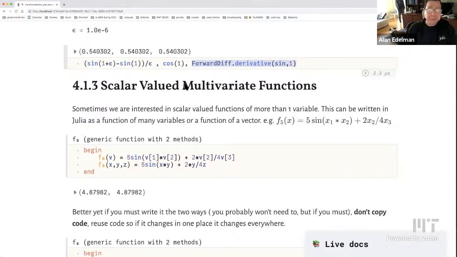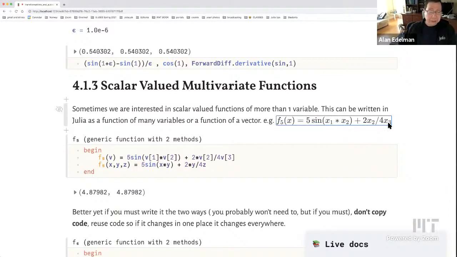Let's talk about multivariate functions. Again, this is a simple idea from multivariate calculus. Let's define a function f5 of x, which is a function of 3 variables. I just picked a random function. It has no meaning. 5 sine of x1 times x2 plus 2x2 over 4x3.